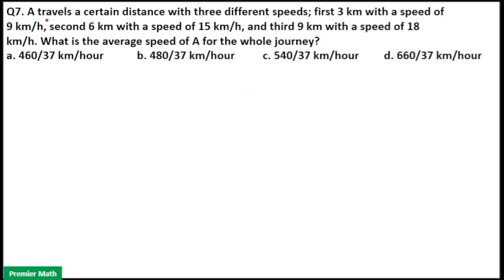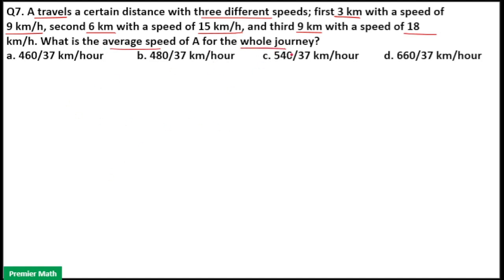Next is question number 7. A travels a certain distance with 3 different speeds. First 3 km with a speed of 9 km per hour. Second 6 km with a speed of 15 km per hour. Third 9 km with a speed of 18 km per hour. What is the average speed for the whole journey?